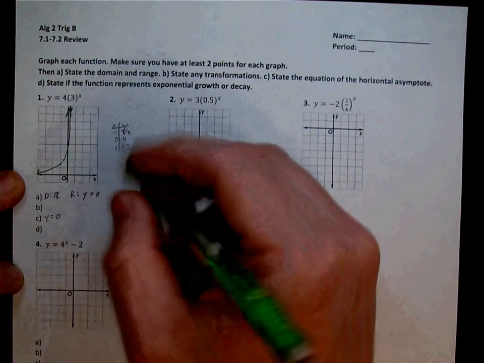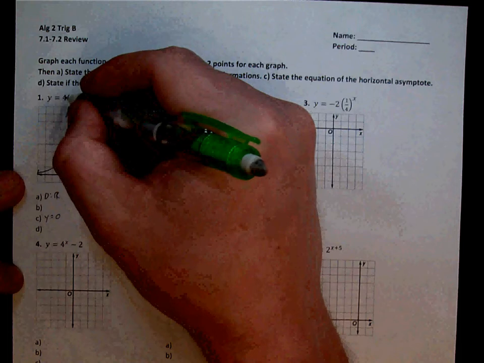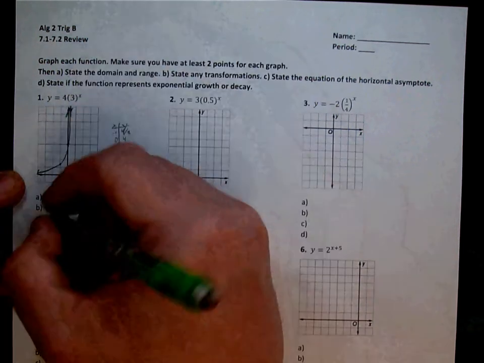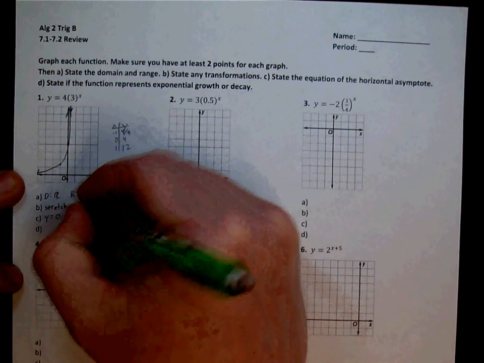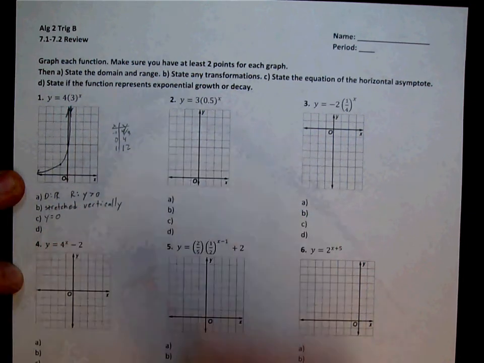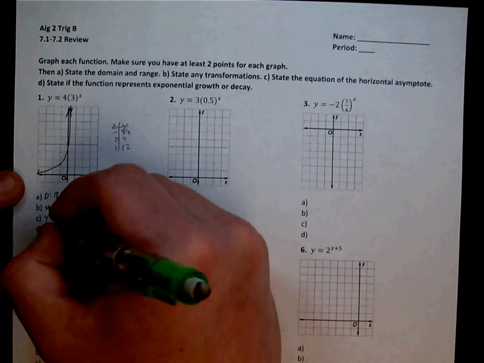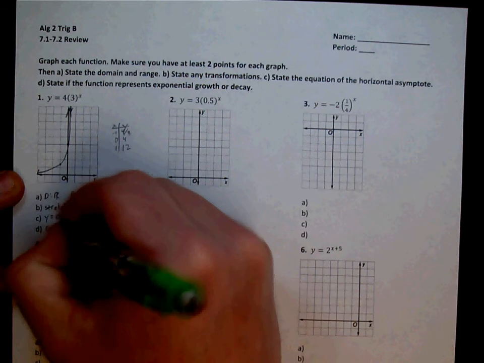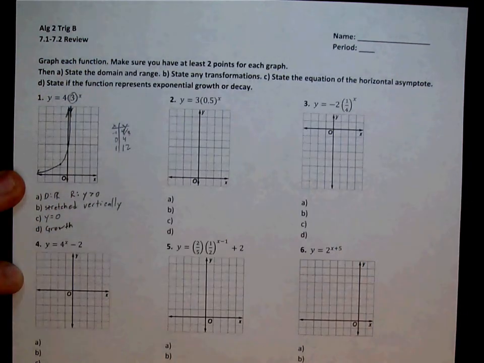B, transformations. Didn't go left, right, or up, down. The 4 is going to stretch it vertically. And D, growth or decay, that one's growth. Our growth factor, the number that was raised to the exponent was 3, which is larger than 1, that's growth.